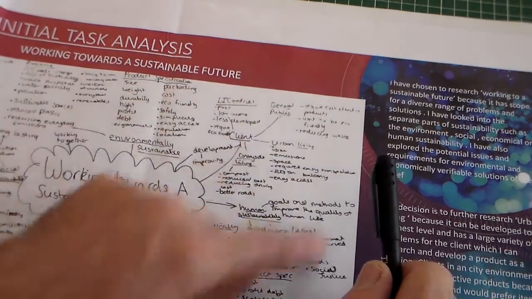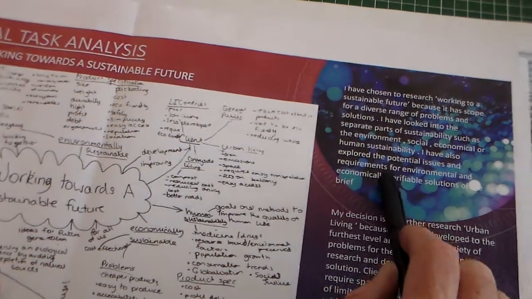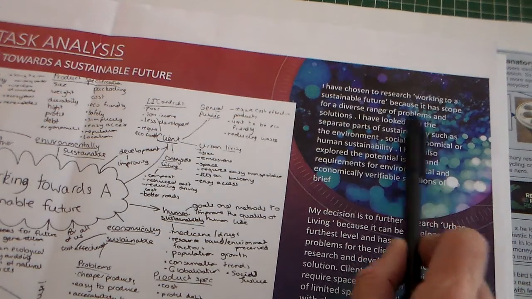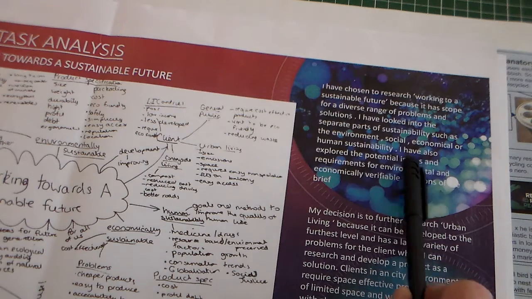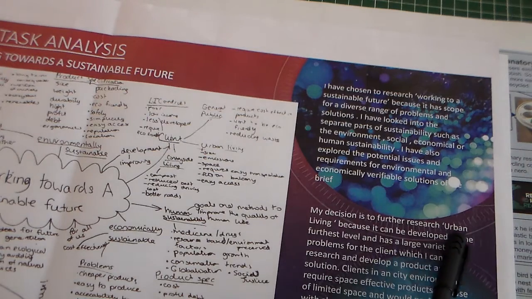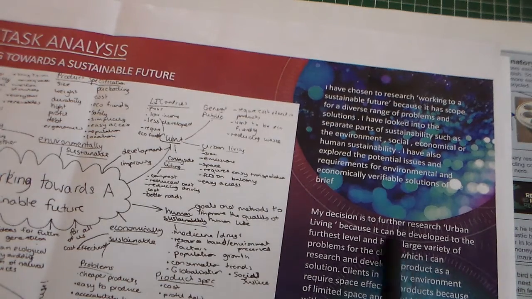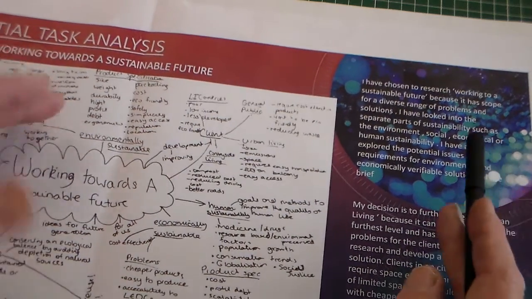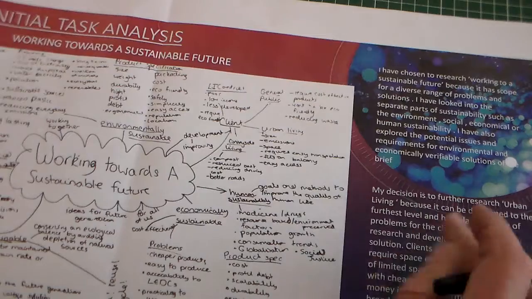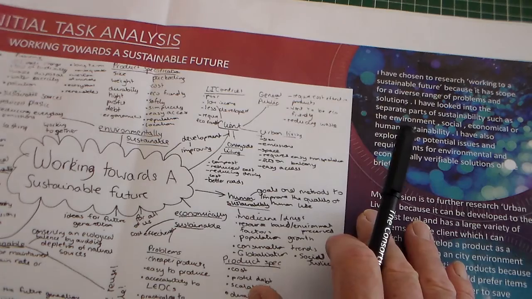So this one, as I say, has been written in, scanned, which saves typing it up. I've chosen to research working towards a sustainable future because it has scope and diverse range of problems in the environment. And what this student has done is then moved on to urban living within that. So already in this sheet they've looked at the broad brush, everything to do with that subject area, and then here in this statement has kind of closed that in.